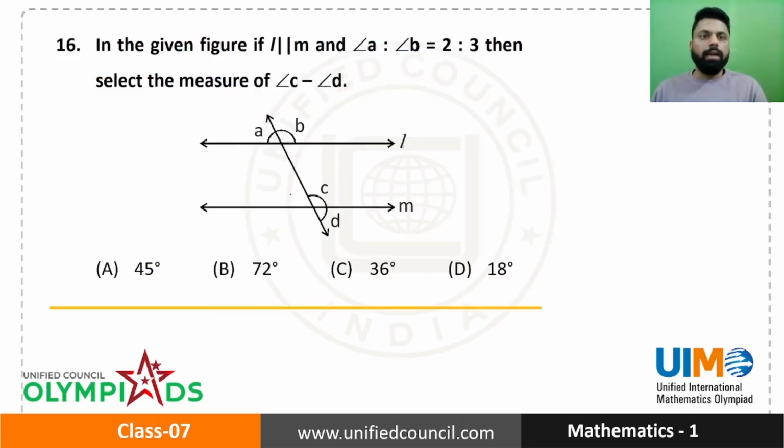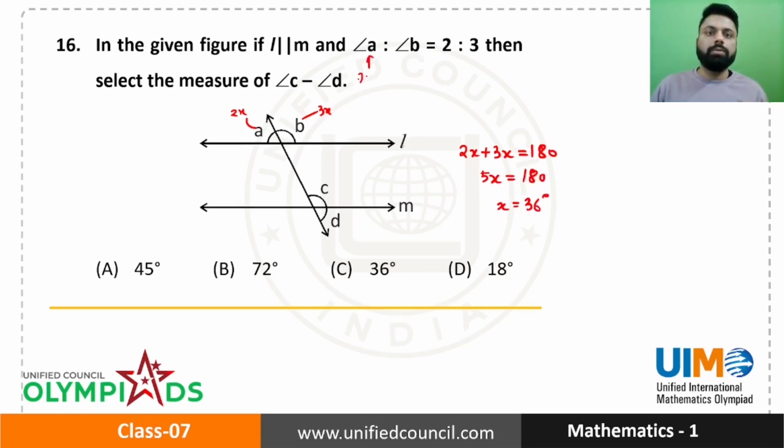Next one. In the given figure, L is parallel to M. Angle A and B are in the ratio of, let's suppose that this is 2x, this is 3x. So first of all, 2x plus 3x will be equal to 180 degrees. It's a straight line. 5x is equal to 180, or x is equal to 36 degrees. So angle A is equal to 72 degrees, angle B is equal to 108 degrees. We need to select the measure of angle C and D.